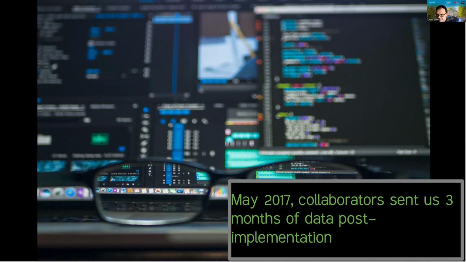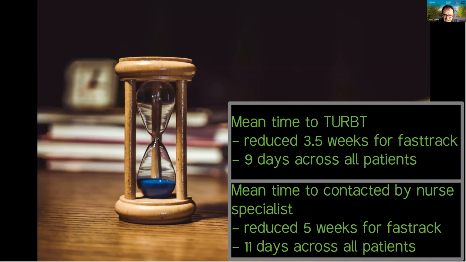So the following May, the collaborators that we'd been working with sent us some data they'd been collecting about how things had panned out. They wanted us to have a look at it and see if the changes that they'd made so swiftly had actually had a result. And boy, they had. This is the real world results now, not the model. This is actually what happened.